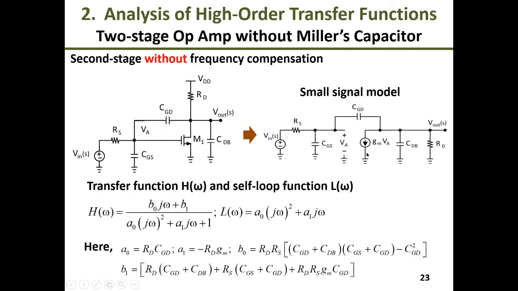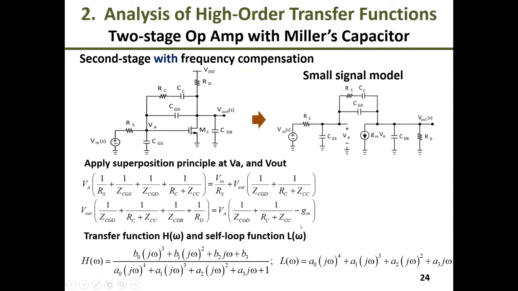Now let us define the transfer function of the second stage in case of without frequency compensation. After applying the superposition principle, we can see that the transfer function of this network is second order. And in case of with frequency compensation, we can see that now the transfer function and the cellular function are fourth order complex functions. So the behavior of this network is extremely complex.